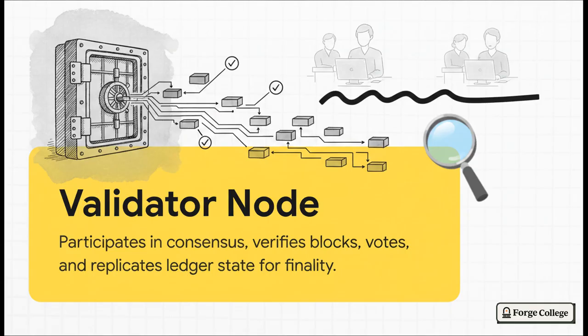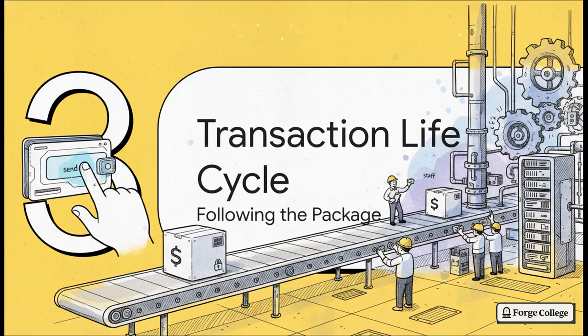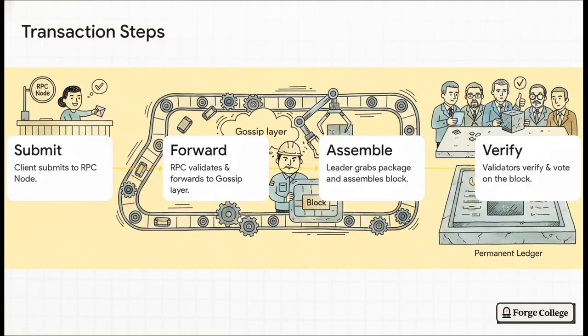Their sole purpose in life is ensuring absolute state finality and consensus correctness. Section 3, the transaction lifecycle. Following the package. Now let's actually see this stuff in action. When you hit send on your wallet or in your app, how does your transaction navigate this whole factory floor?